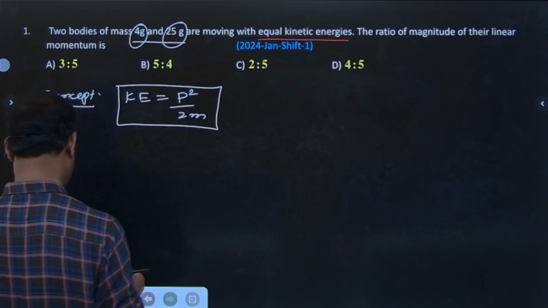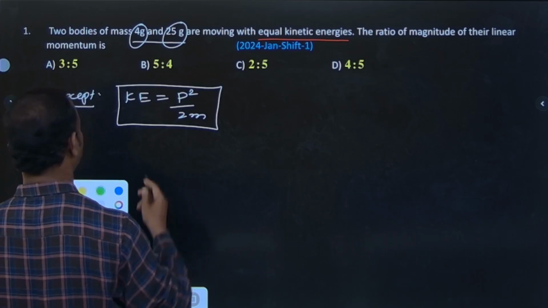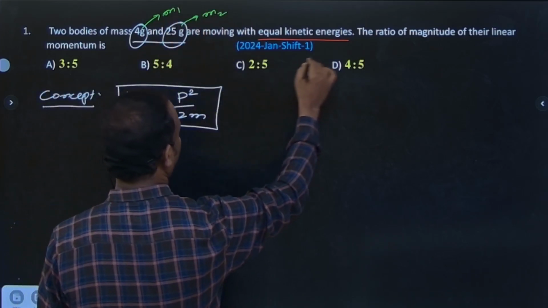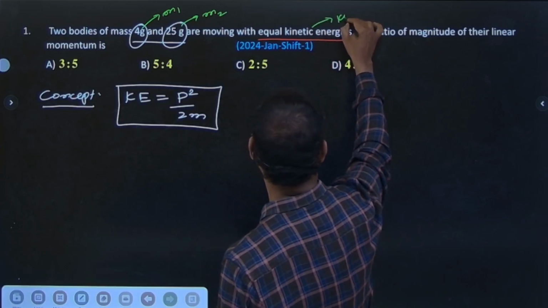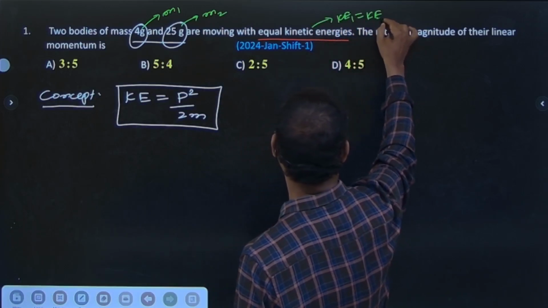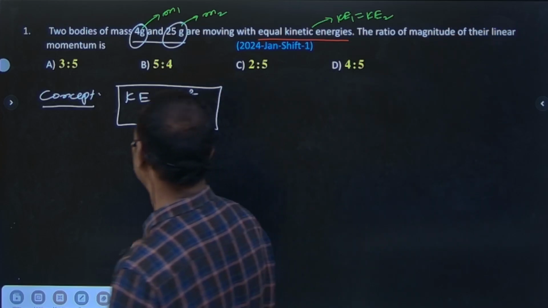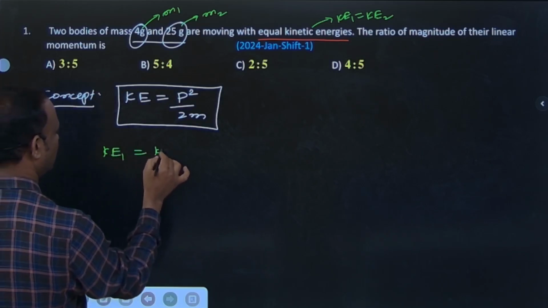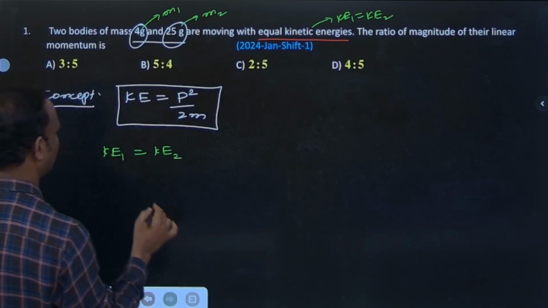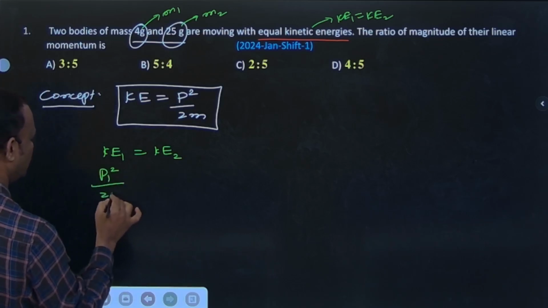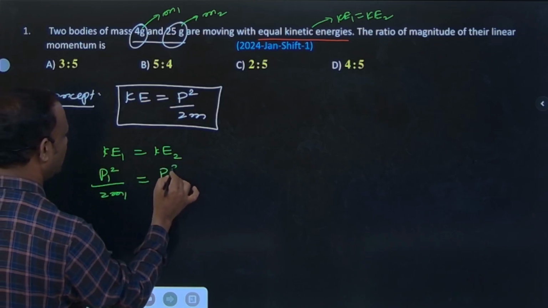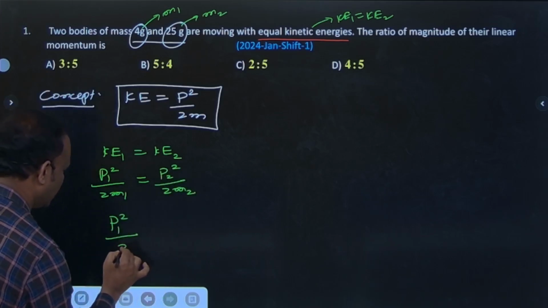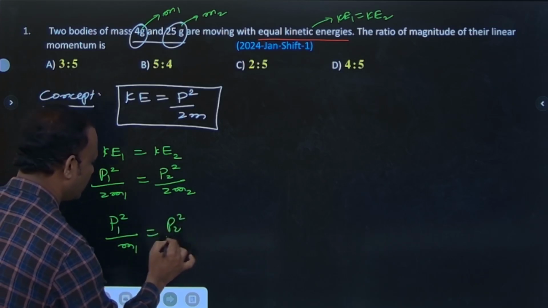We have the masses: this is m1 and the next one is m2, moving with equal kinetic energies, KE1 is equal to KE2. The ratio of magnitudes of their linear momentum. So the kinetic energy of the first one is equal to the kinetic energy of the second one. P1 square by 2m1 is equal to P2 square by 2m2. So P1 square by m1 is equal to P2 square by m2.